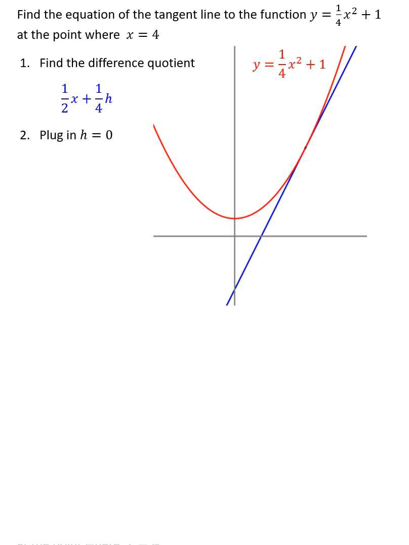Step 2, we want to plug in h equals 0 into that difference quotient. When we do that, we get 1/2 x. Here's the work if you want to take a look at it.